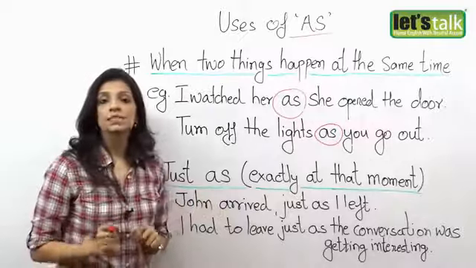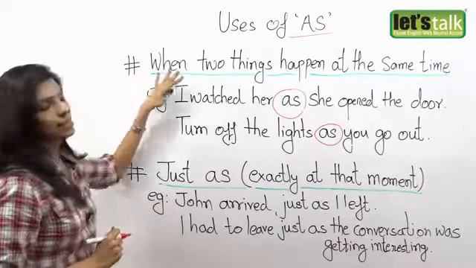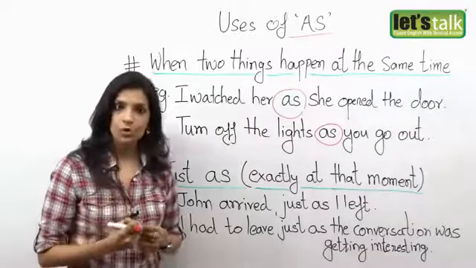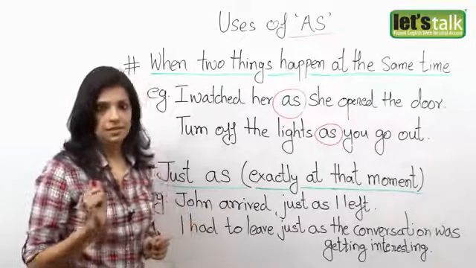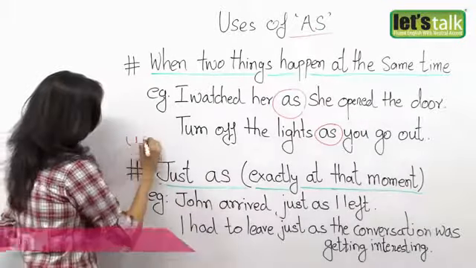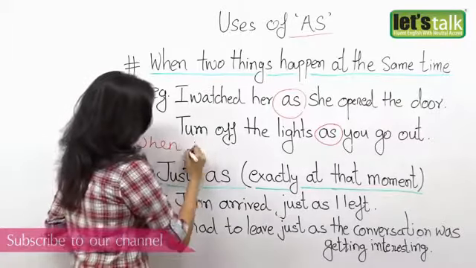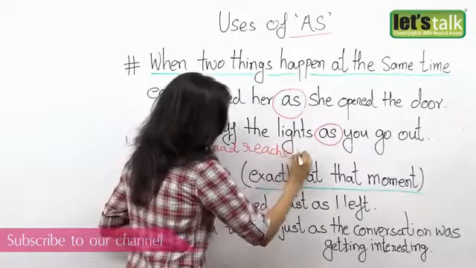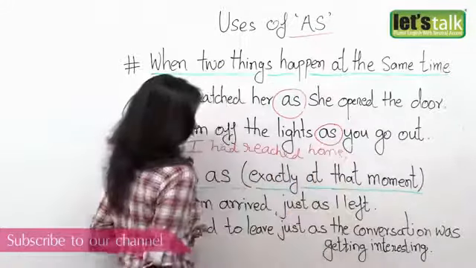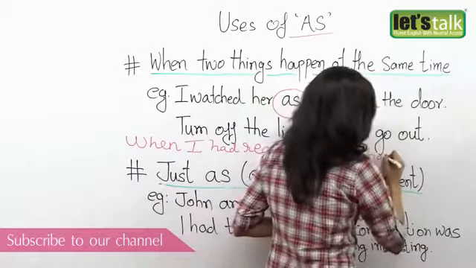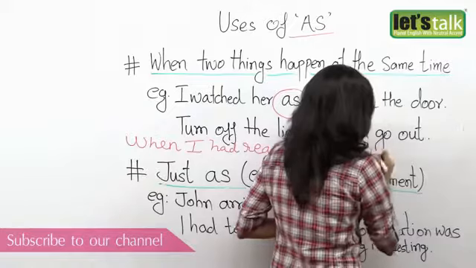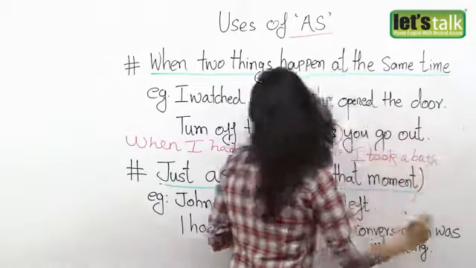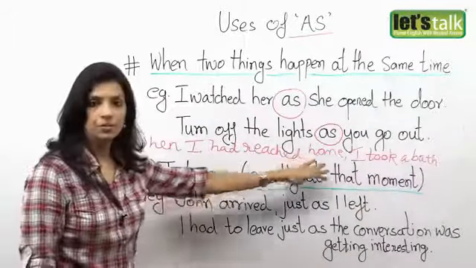Please remember, we use "as" only when you want to talk about two things that happen at the same time or over the same period of time. When one action follows the other, you do not use "as" like this. Okay. So when I had reached home, I took a bath.